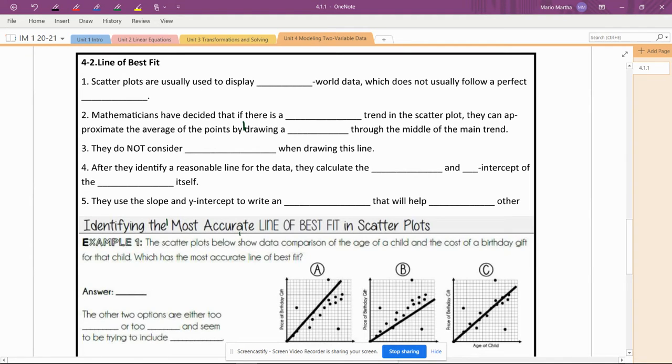Welcome to 4.1.1, part 2. So this would be question 4.2, the line of best fit.